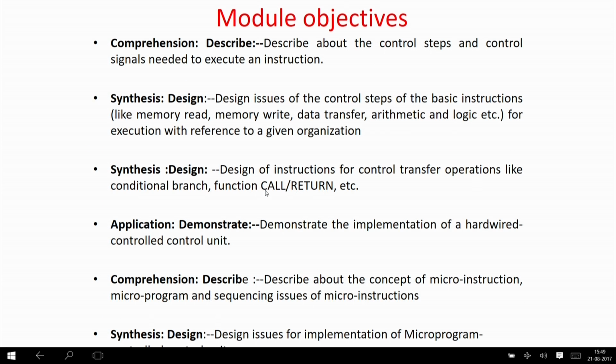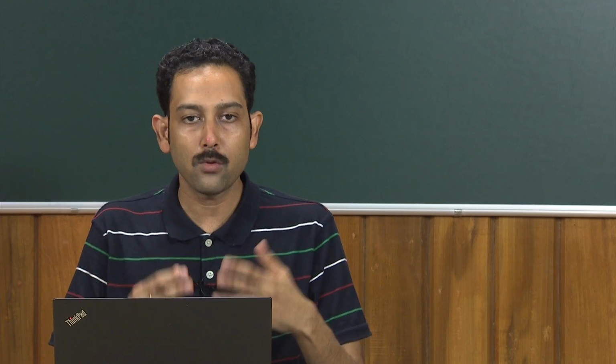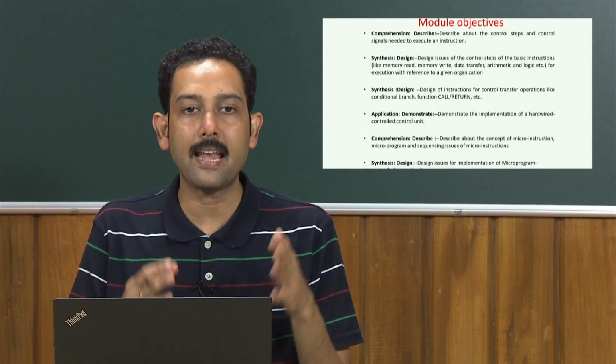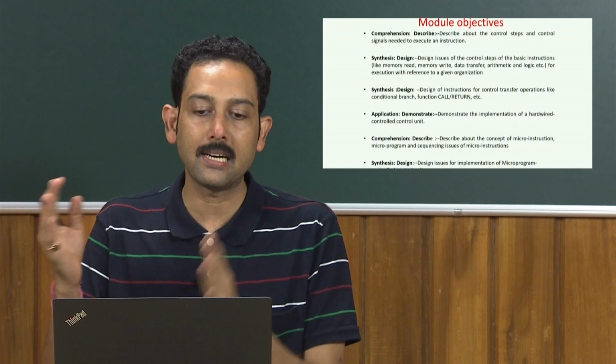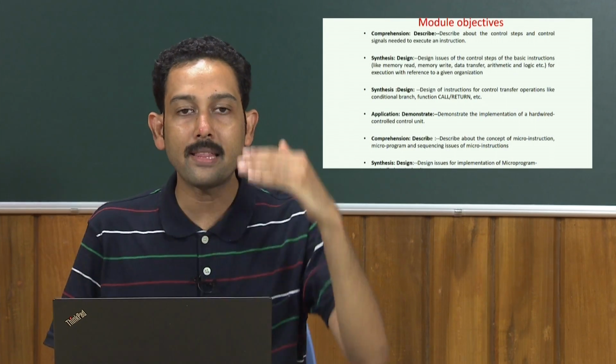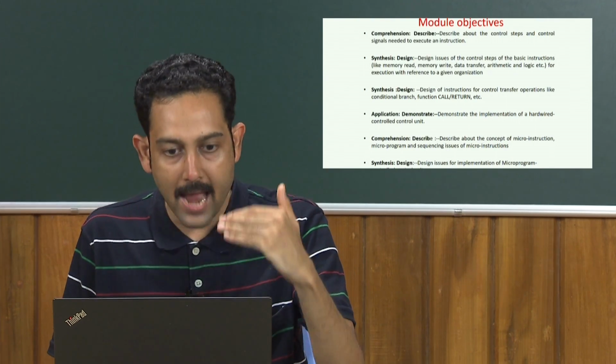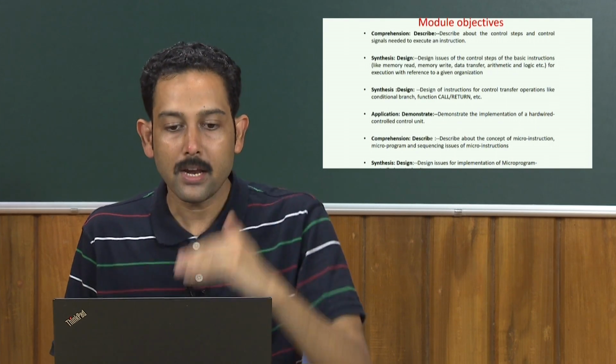Now, what are the objectives of this module? First is a comprehensive objective. You will be able to describe the control steps and control signals needed to execute an instruction. This is one of the most important parts of this module. If I give you an instruction, which I will sometimes call a macro instruction to differentiate it from the micro instruction, like load accumulator 3030, you will be able to tell me the exact control steps and the exact control sequence required to do it.